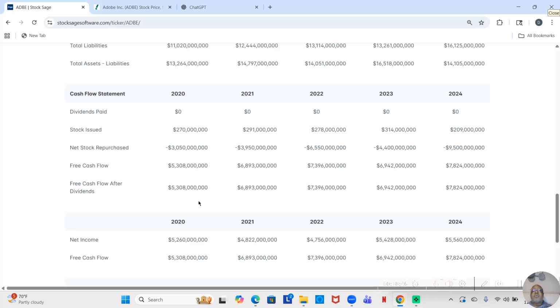The free cash flow, I don't pay much attention to, except for when they pay a dividend, because companies pay dividends from their free cash flow, and this will let you know if they can afford to pay that dividend. If they can't afford to pay that dividend, this last line, free cash flow after dividend, will be a negative number. None of these are negative numbers, and they don't pay a dividend, so I'm not concerned.